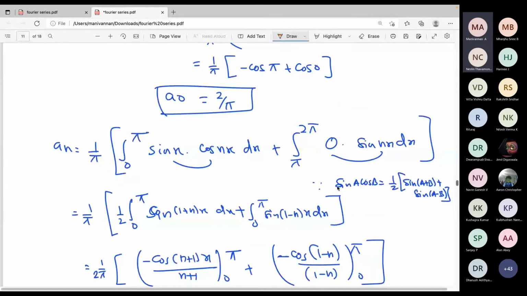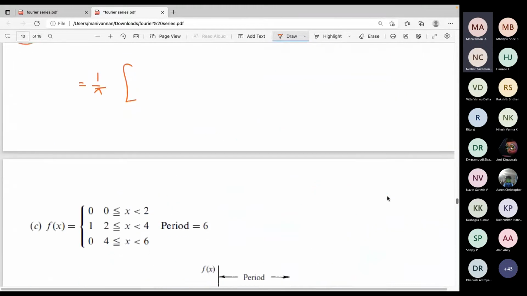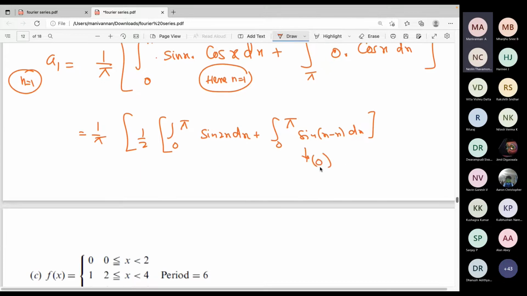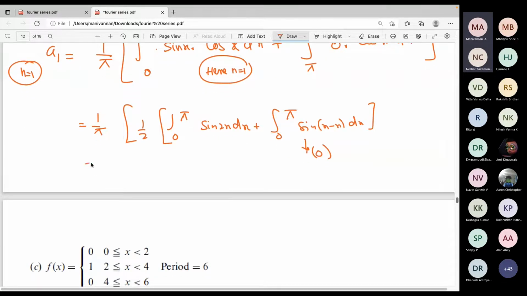So sin a cos b means it is 1 by 2 of sine of a plus b plus sine of a minus b. So 1 by 2 sine of a plus b means sine 2x dx, plus again from 0 to 2 pi, sine of a minus b means sine of x minus x dx. So it is sine 0, which is 0. Remaining, if you integrate sine 2x, what will be the answer? It is minus cos 2x by 2, from 0 to 2 pi.